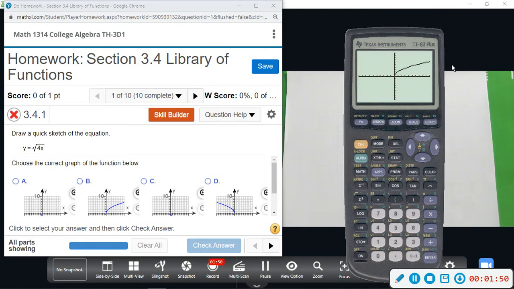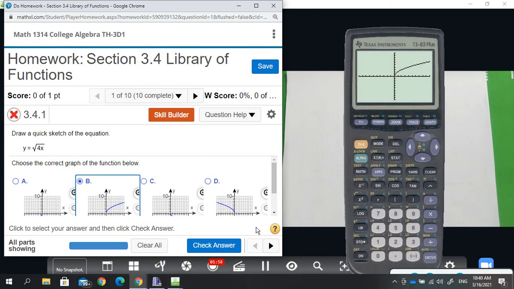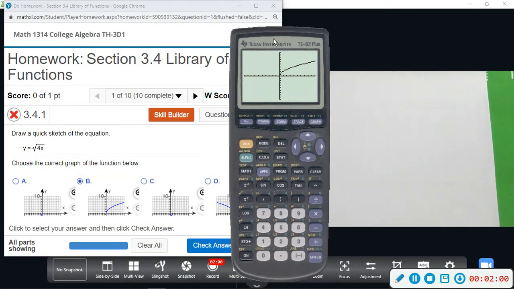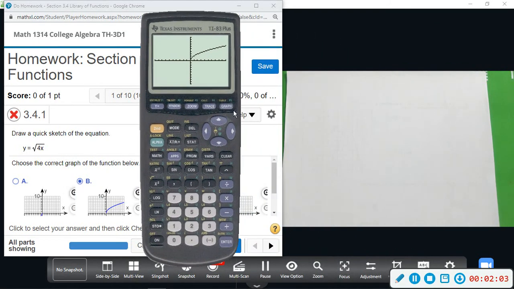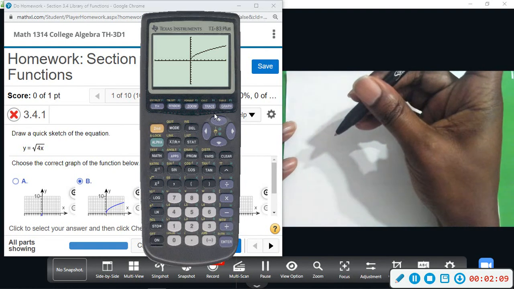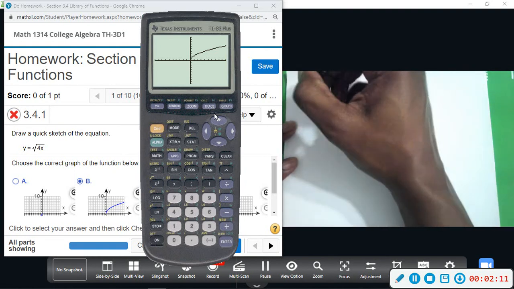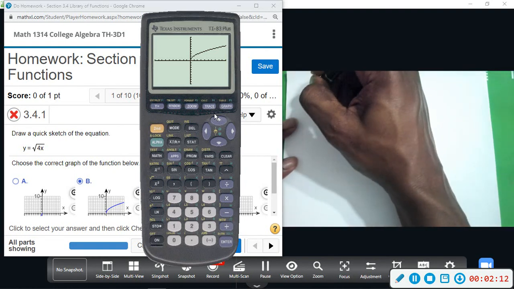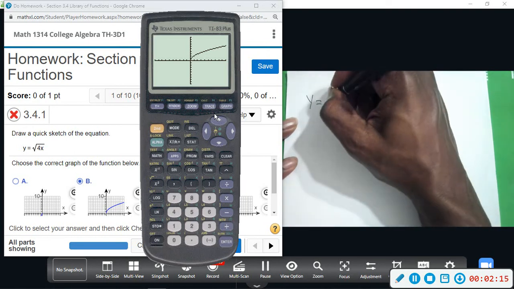You can see the image of the graph there. There's only one that matches, which is B. Now you can also do this by hand. Doing this by hand, I will still need a calculator, and we're going to make the table. It should match up with the table in our calculator. If you don't have a graphing calculator and you have to graph this, you can graph any function by picking points.